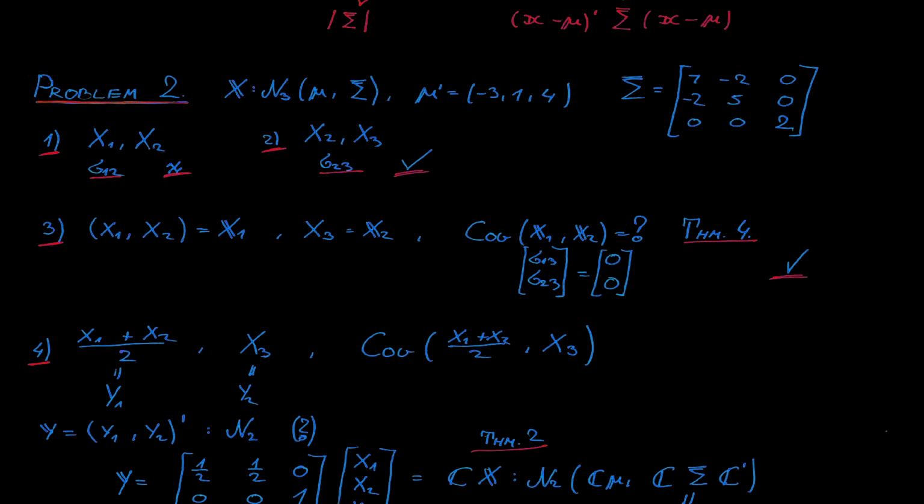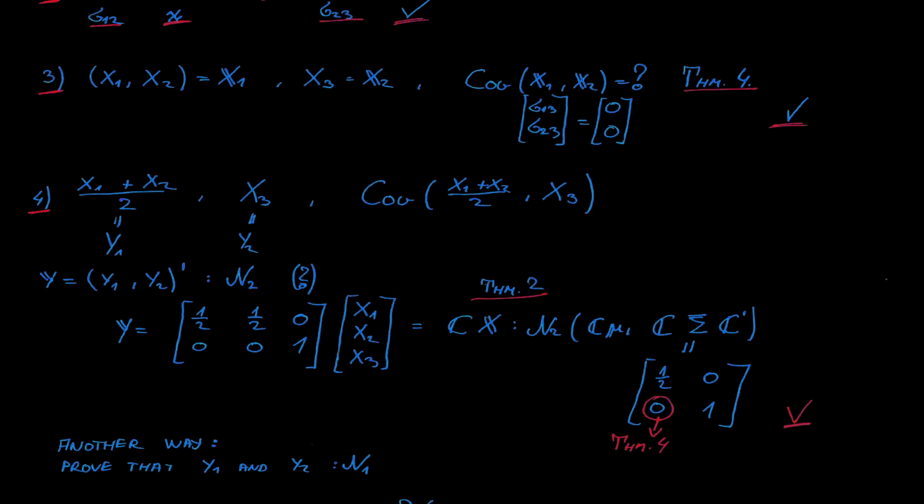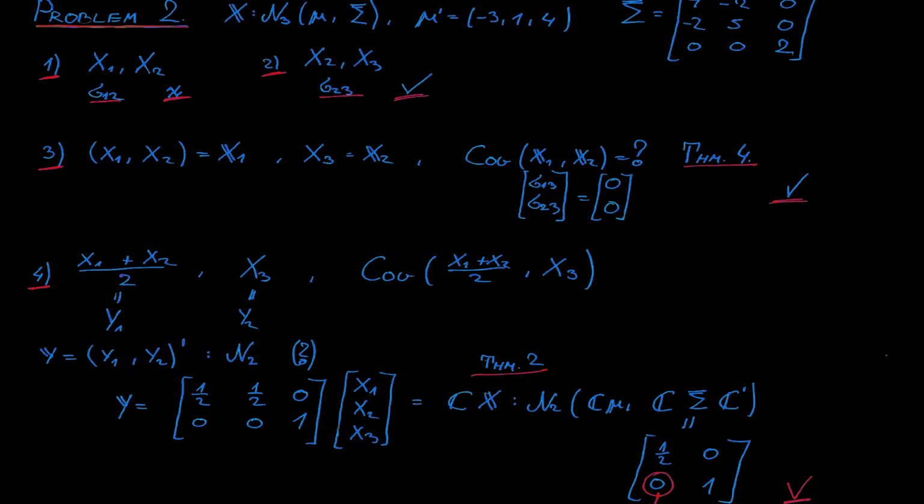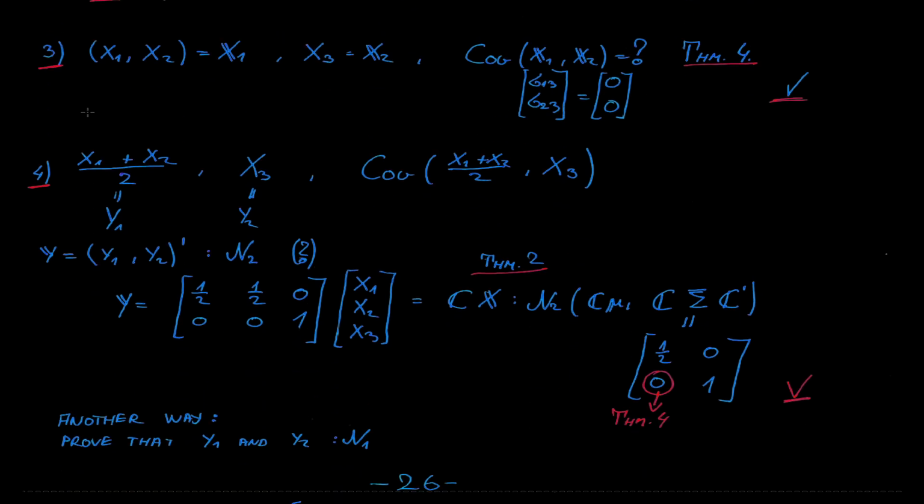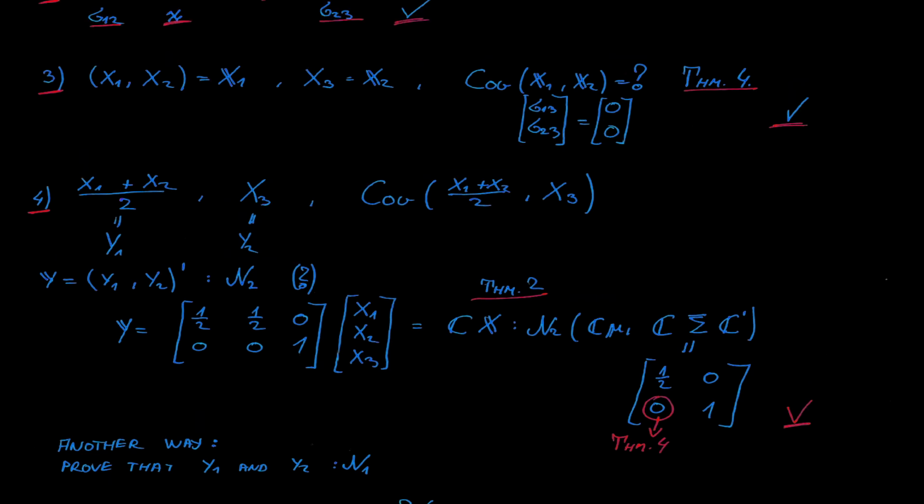Okay, let's see what happens if we have some linear combinations of some random variables that are contained in our original vector x. Let's say that we have (x1 + x2)/2. This is one random variable, so it is one-dimensional. And another one is x3, so we can denote them as y1 and y2. What are we interested in? The covariance.